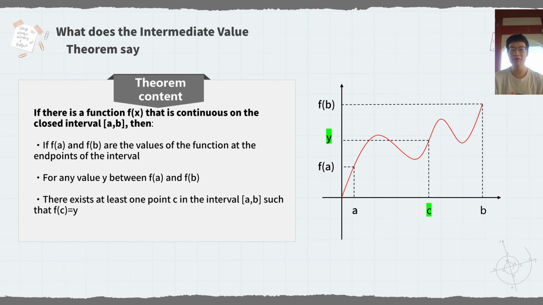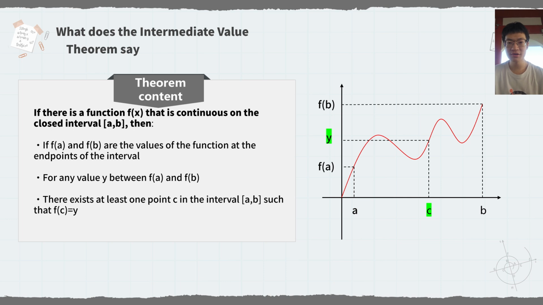Specifically, if you have a function f(x) that is continuous on the closed interval from a to b, then if f(a) and f(b) are the values of the function at the endpoints of the interval, for any value y between f(a) and f(b), there exists at least one point c in the closed interval from a to b, such that f(c) equals y.